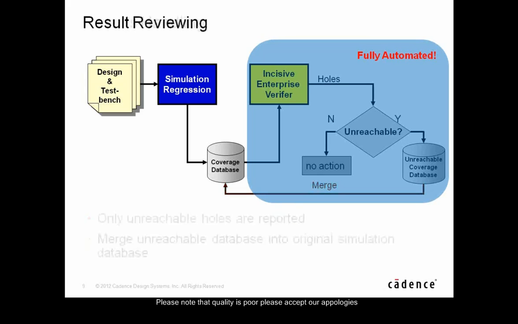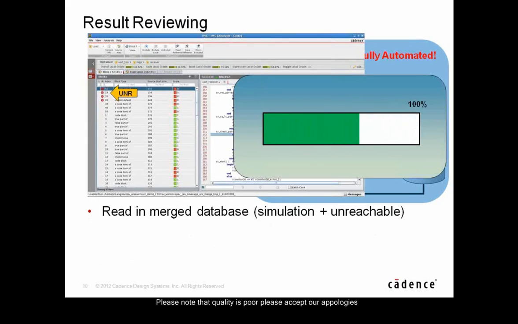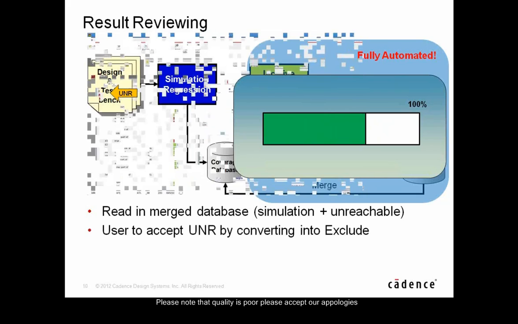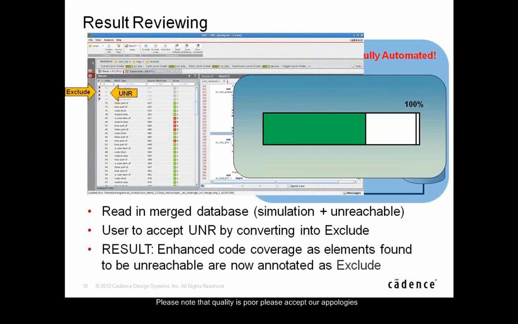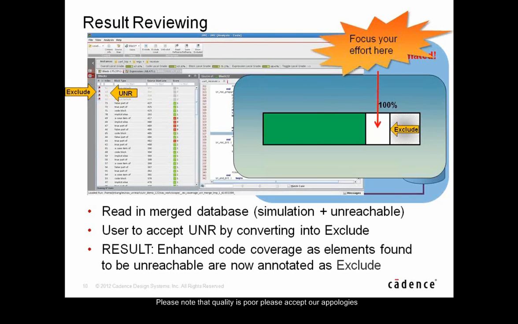So this I already mentioned. This is how it comes up. You pull up the database in IMC, and there is a new mark on the side which says it's a UNR, and the user can actually go there and exclude them, and based on whether it's expected or not, the tool will automatically adjust your coverage numbers and bring that down.